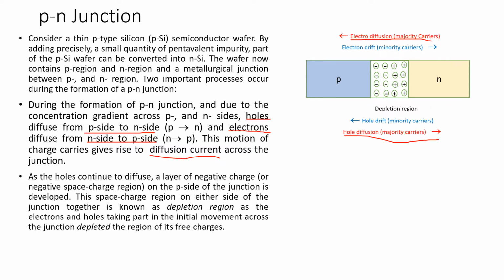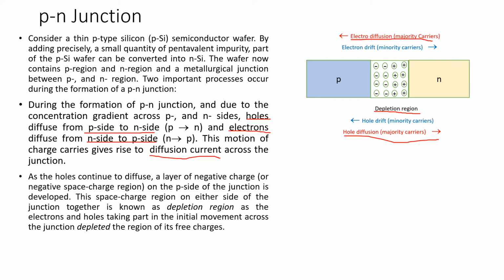As the holes continue to diffuse, a layer of negative charge, a negative space charge region, is developed on the p side of the junction. Because holes have moved here, a negative charge is developed here. The space charge region on either side of the junction is known as the depletion region.